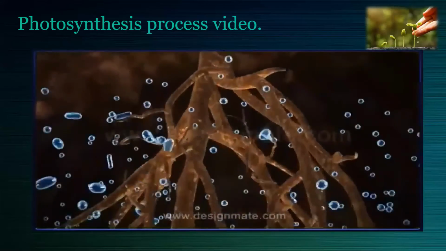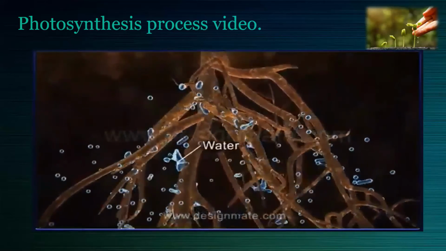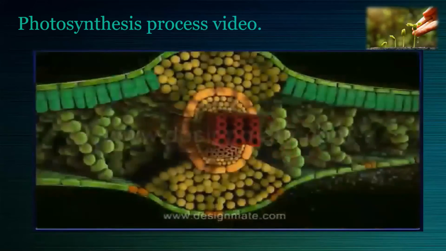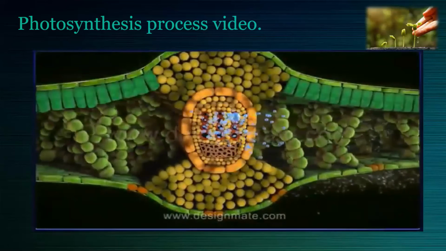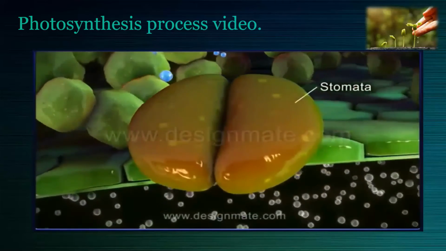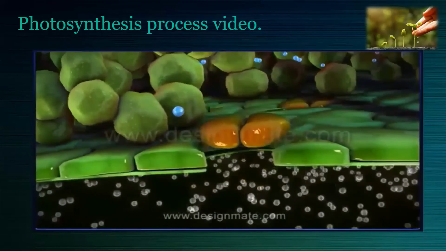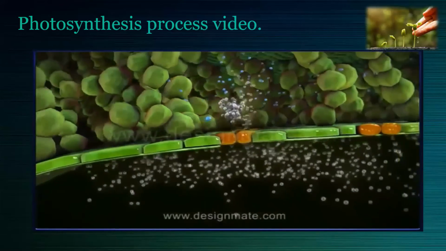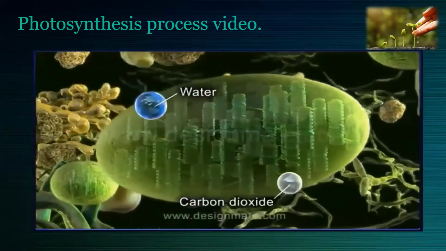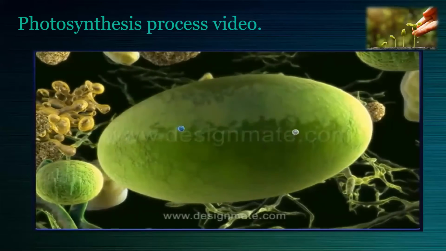Plants are held in the soil with the help of roots. These roots absorb water and send it to the leaves through specialized tubes. The lower layer has many pores called stomata. A leaf absorbs carbon dioxide from the environment through these stomata. Both water and carbon dioxide molecules are finally absorbed by the chloroplast.